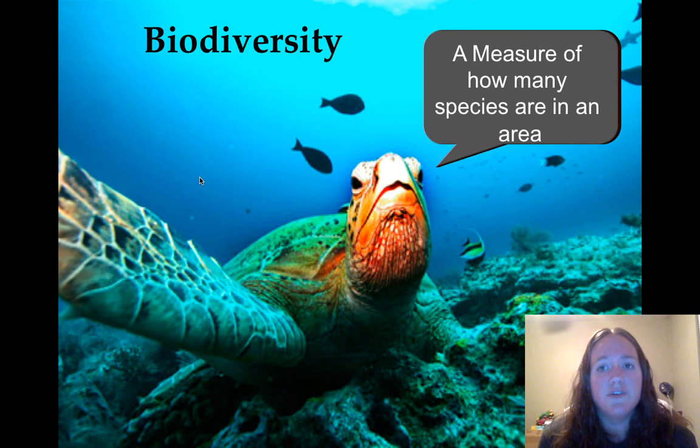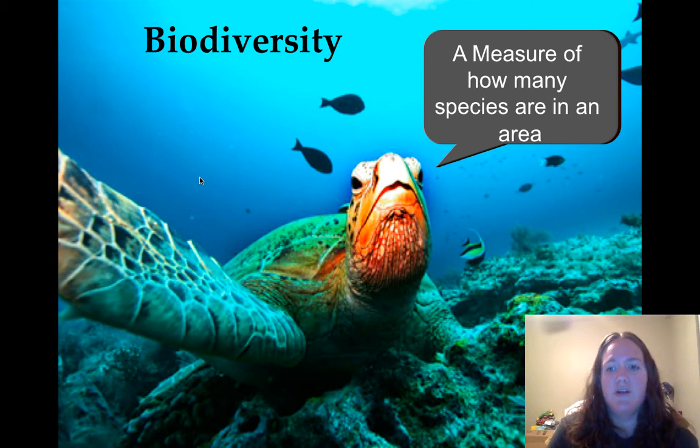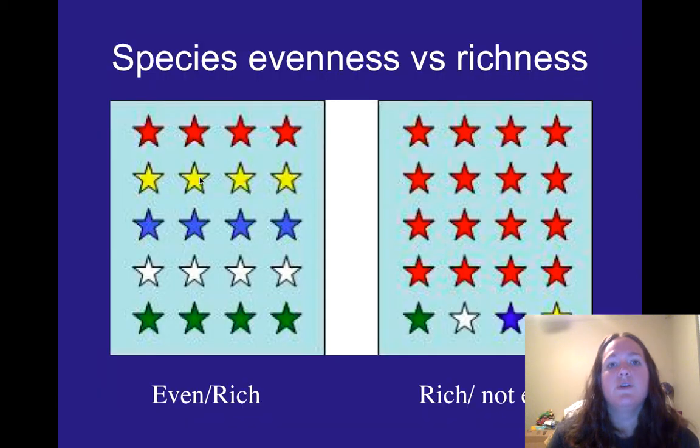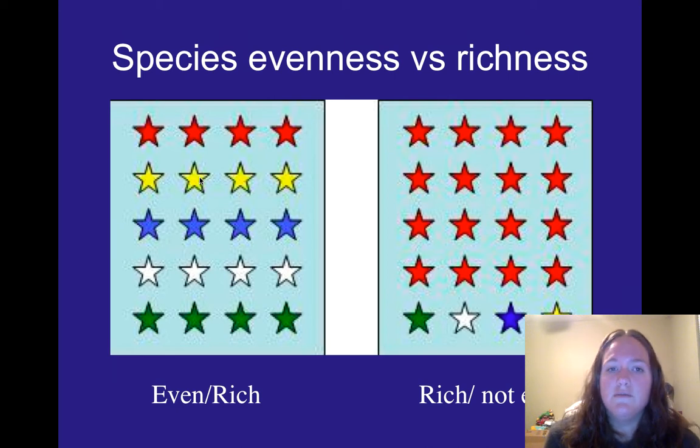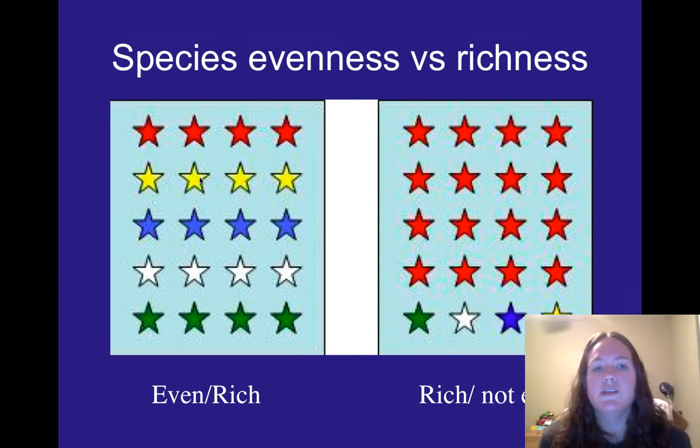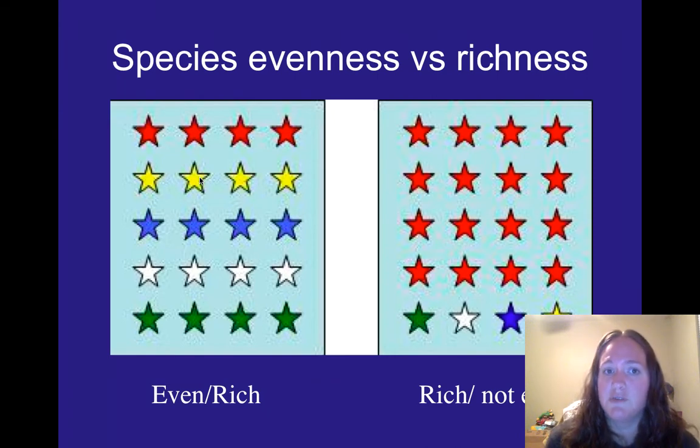So looking at biodiversity, how do we actually measure if something is diverse or not? Biodiversity is a measure of how many species there actually are in an area. We usually talk about evenness versus richness. If it's even, like the one on the left, we see that there's lots of organisms and about the same number of organisms. There's lots of different organisms per species. So there's lots of red, yellow, blues, whites, and greens.